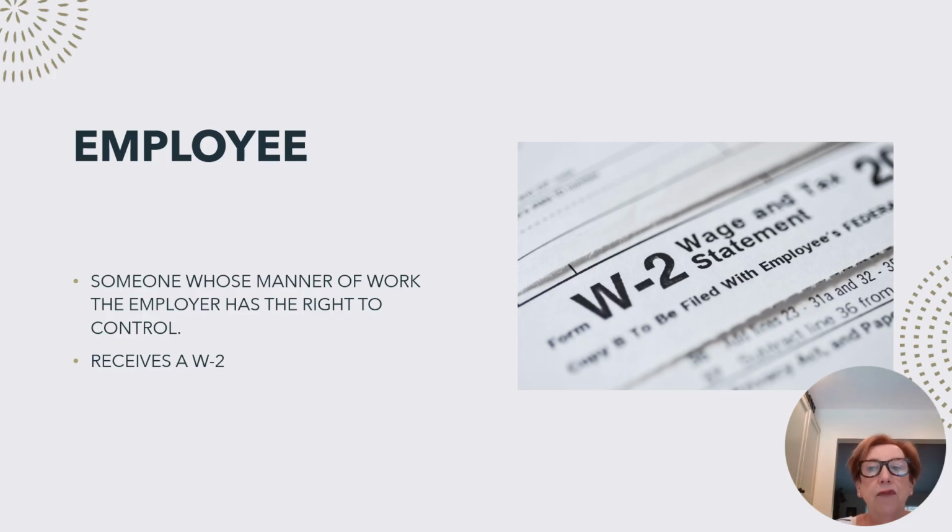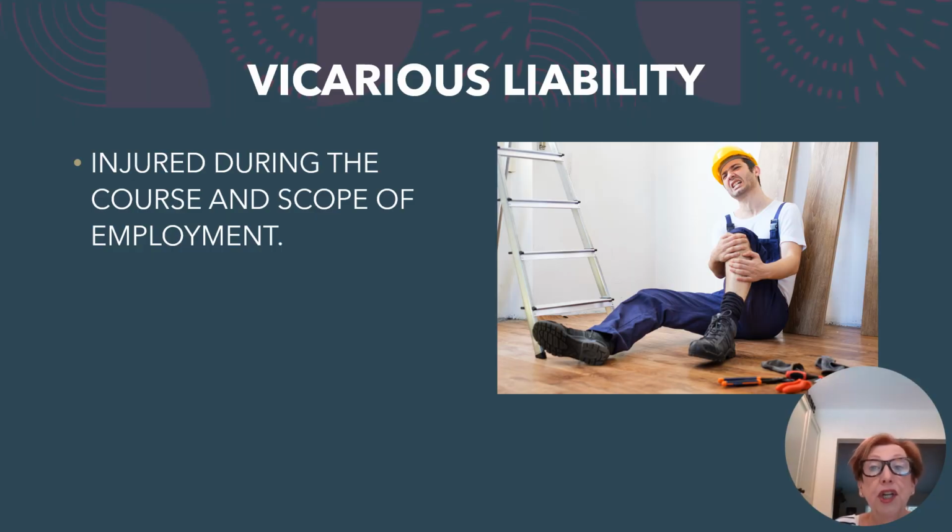Let's define several terms in this chapter. First term is employee. An employee is someone whose manner of work the employer has a right to control. Employees receive a W-2 annually for federal income tax purposes. Employers have a vicarious liability if an employee is injured during the course and scope of the employee's employment.